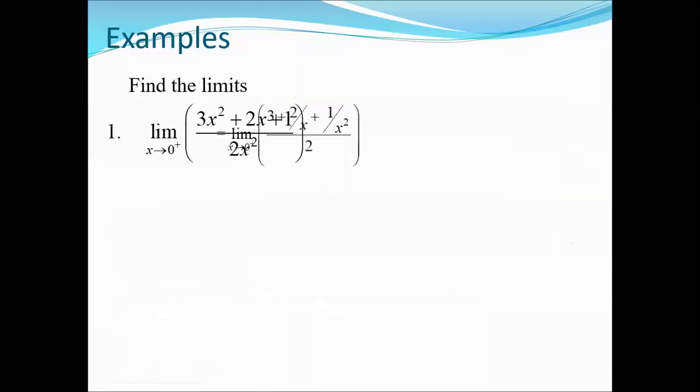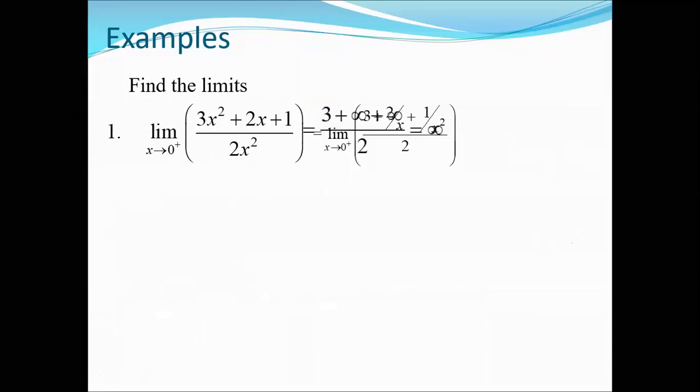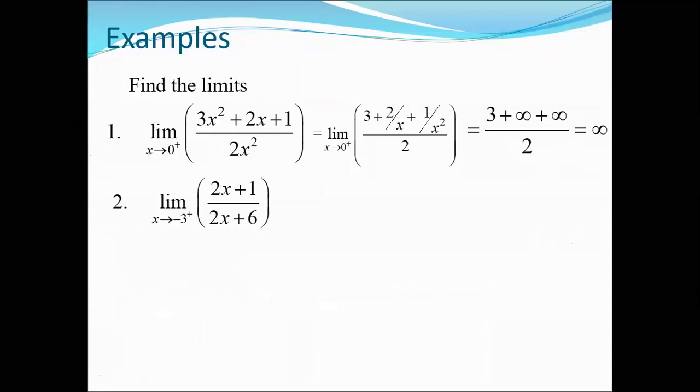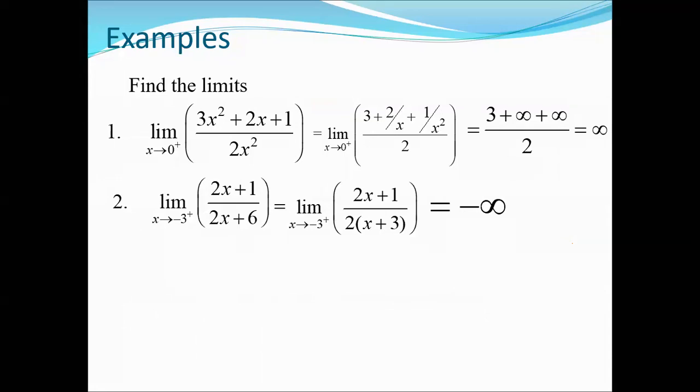Now, there are some one or two examples. Limit at 0 from the positive side, we get an infinite limit at 0. From the positive side of 3, we get minus infinity. Positive side of minus 3.